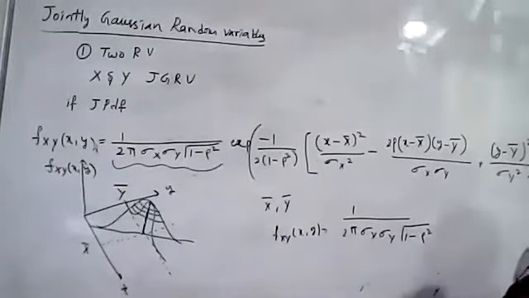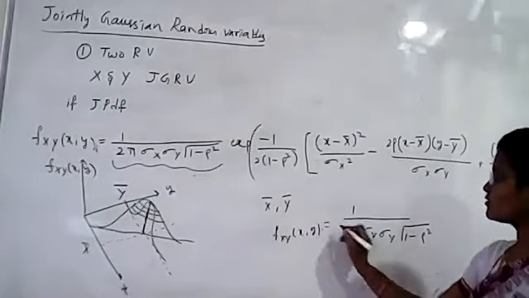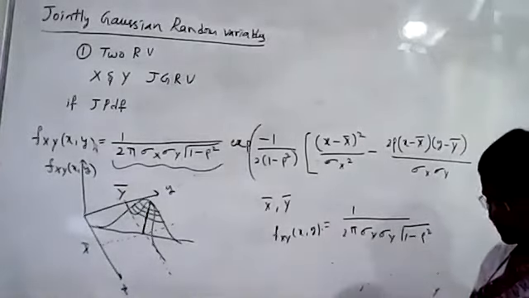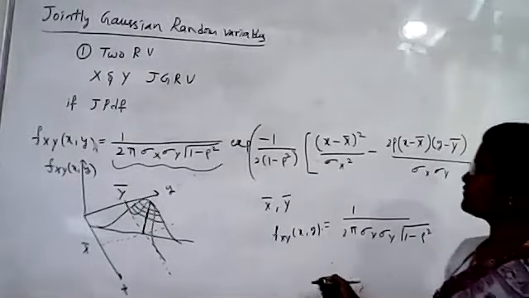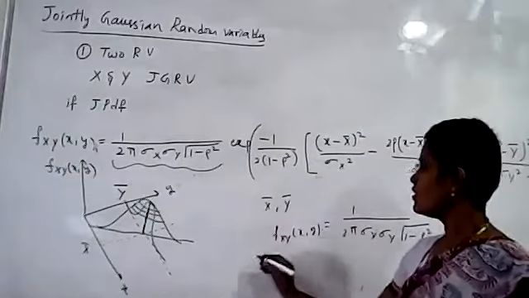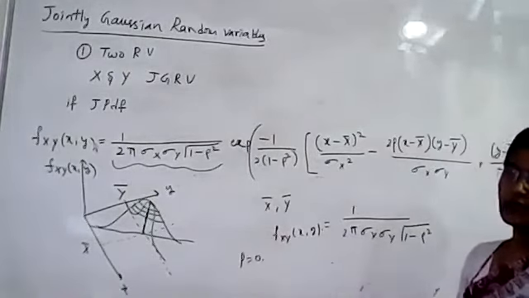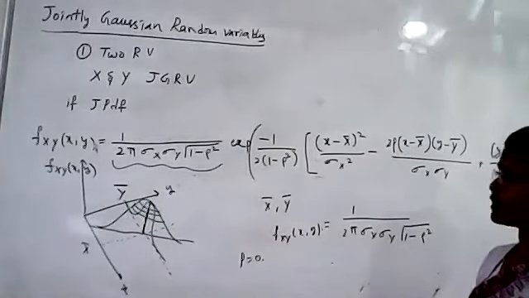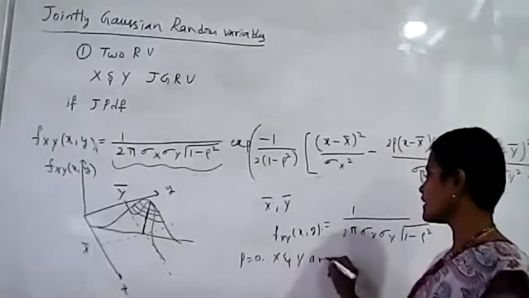In all other locations, the value will be less than this maximum value. So you have to remember these formulas. Without remembering these formulas, it is very difficult. Now, for example, if rho is equal to 0, what does that indicate? It indicates that the random variables x and y are uncorrelated.